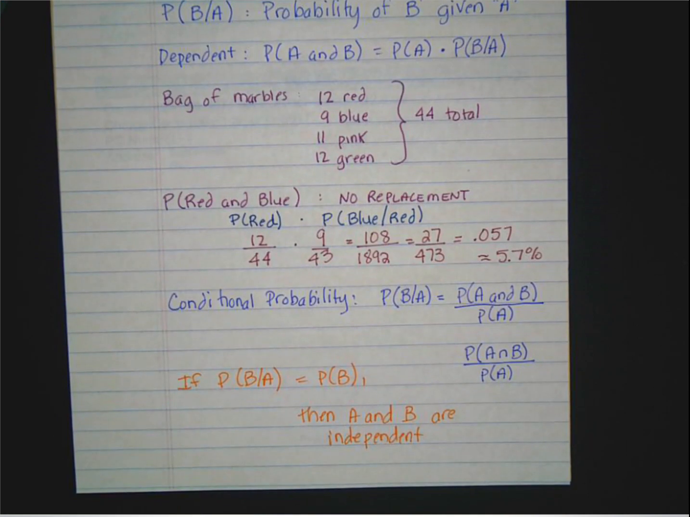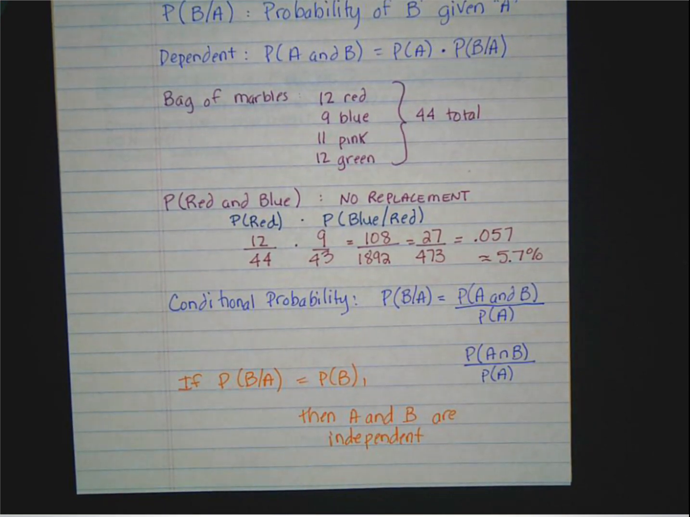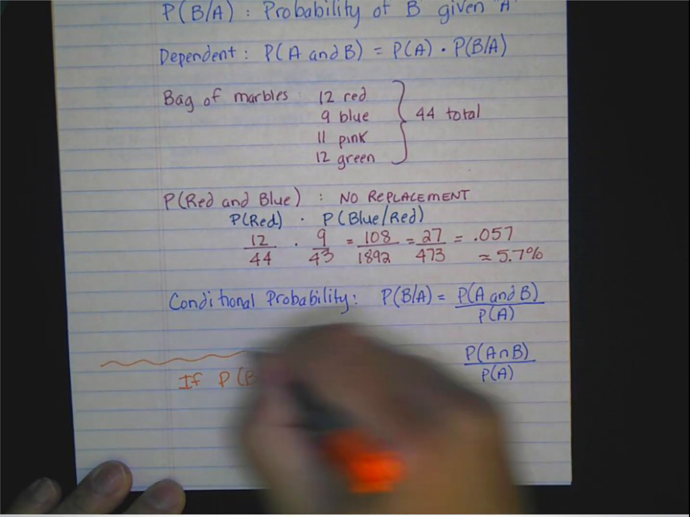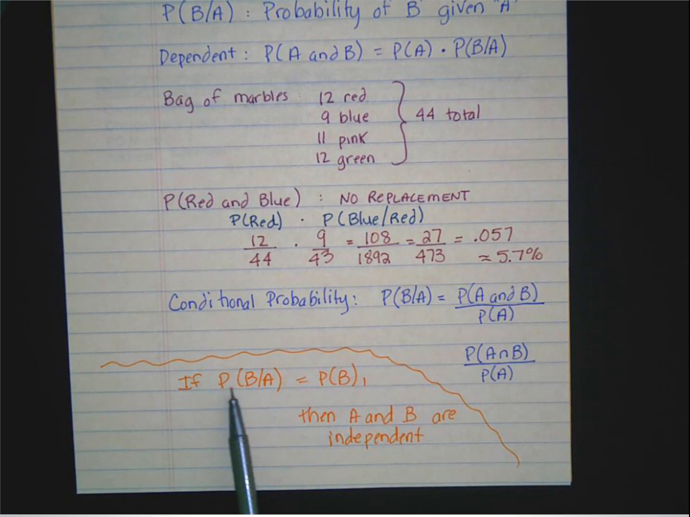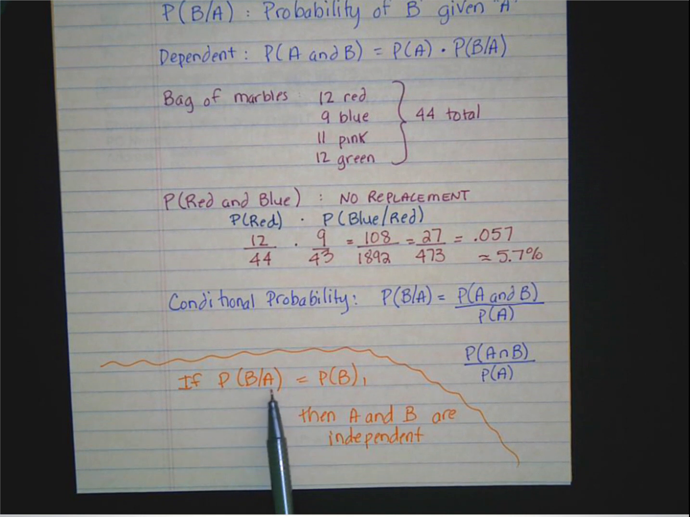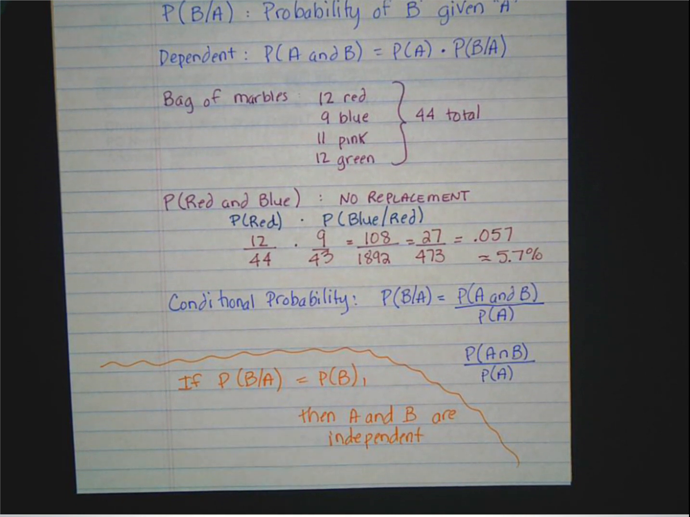So let me go back over that because I didn't look at the screen. If you're asked, are two things independent, and they don't tell you, you find the probability of B by itself, and then you find the probability of B given that A happened, and if those two are equivalent, then you know that they're independent. Okay, that's what that is saying.